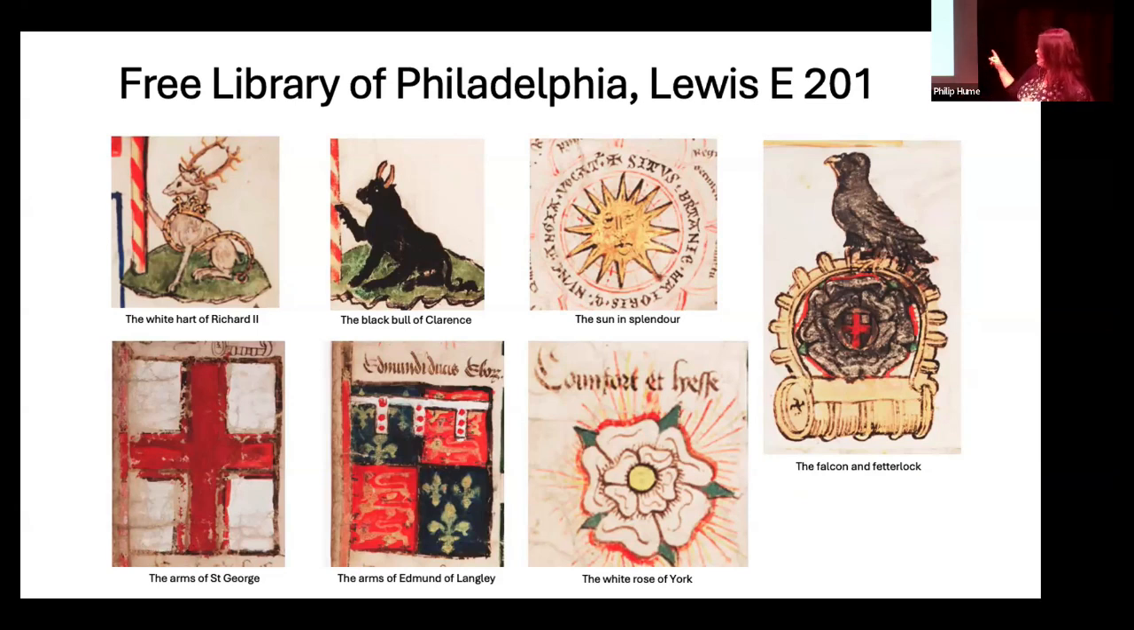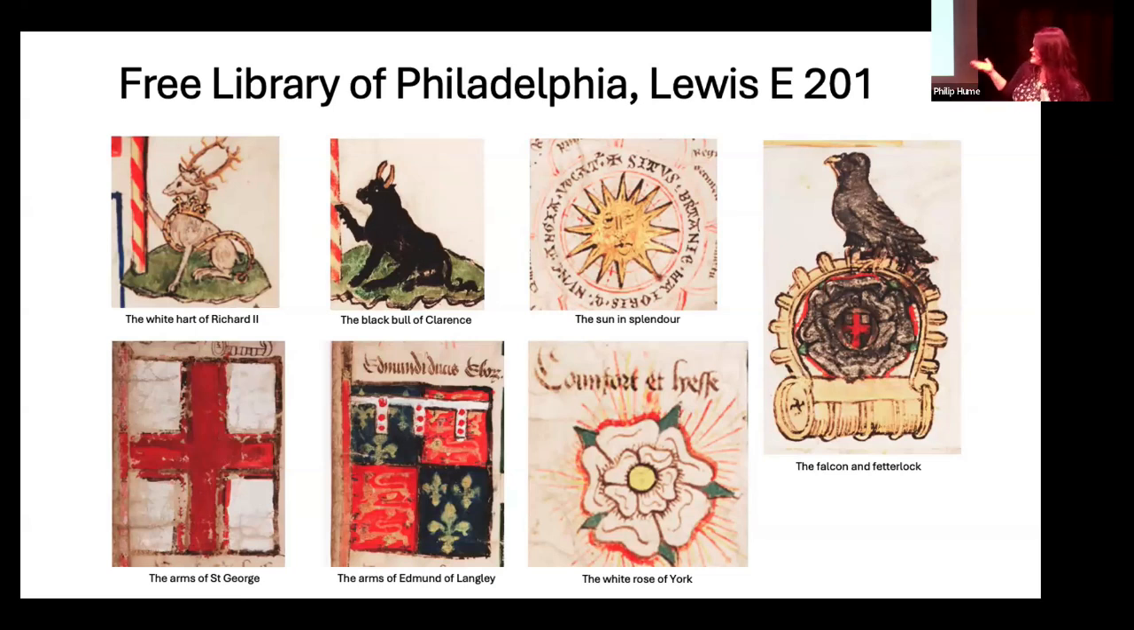You've got a couple of symbols related to the Dukes of York here, so the arms of Edmund of Langley, the first Duke of York, and the White Rose, which is related to the Dukes of York, so also emphasising his York lineage and legitimacy.